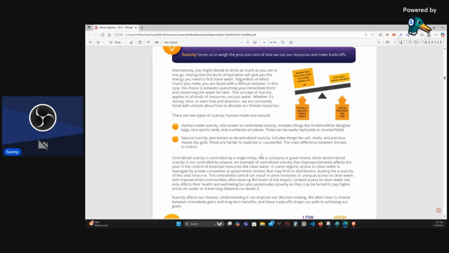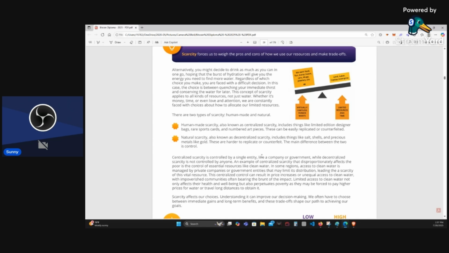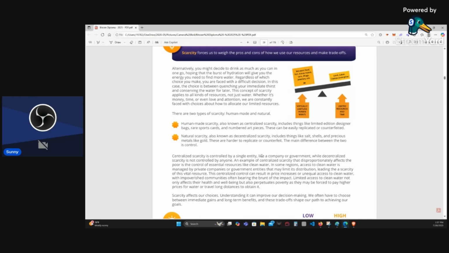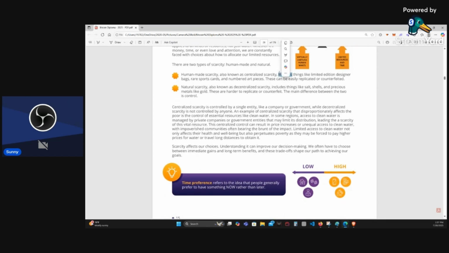This concept of scarcity applies to all kinds of resources, not just water. Whether it's money, time, or even love and attention, we are constantly faced with choices about how to allocate our limited resources. There are two types of scarcity: human made and natural. Human made, also known as centralized scarcity, includes things like limited edition designer bags, rare sports cars, and numbered art pieces. This can be easily replicated or counterfeited. Natural scarcity, also known as decentralized scarcity, includes things like salt, shells, and precious metals like gold. These are harder to replicate or counterfeit.